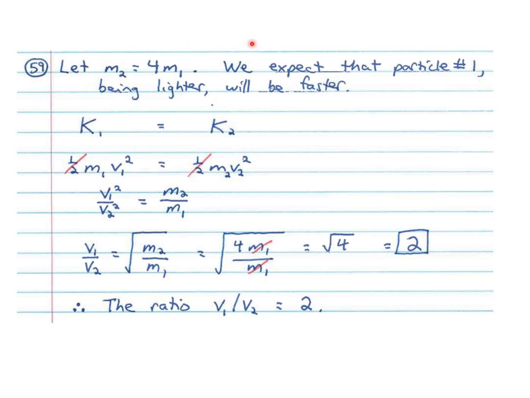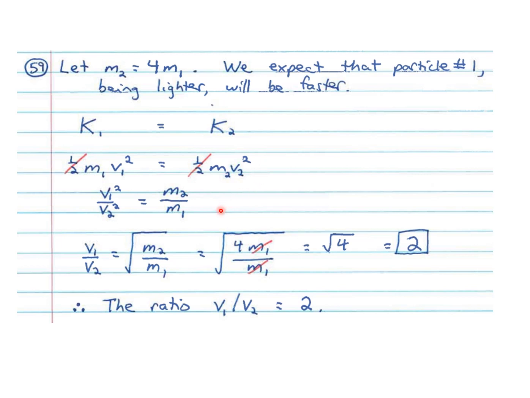We expect that particle number 1 being lighter will be faster. If they have the same kinetic energy, then it's going to make up for its lower mass by having a higher speed. All right, K1 equals K2, so 1/2 M1 V1 squared equals 1/2 M2 V2 squared. Divide out the 1/2s, and we're setting up a ratio of the speeds because it's asking for what is the ratio of their speeds.